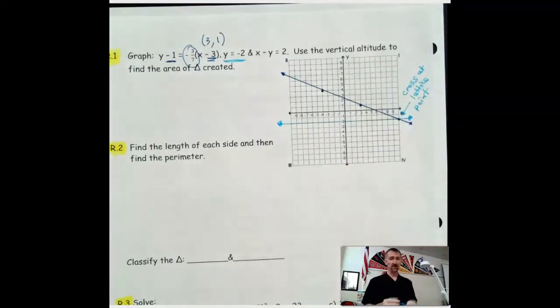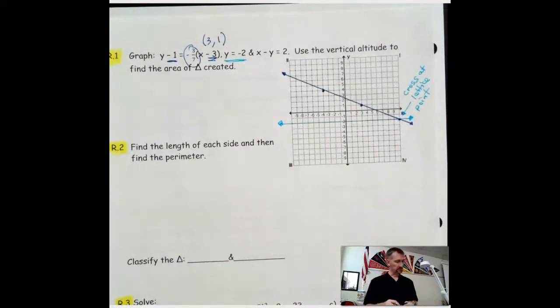Same thing for the other line I graph on here. So if you graph some line and it's not going through exactly, you probably made a mistake. You better figure out what you should do.